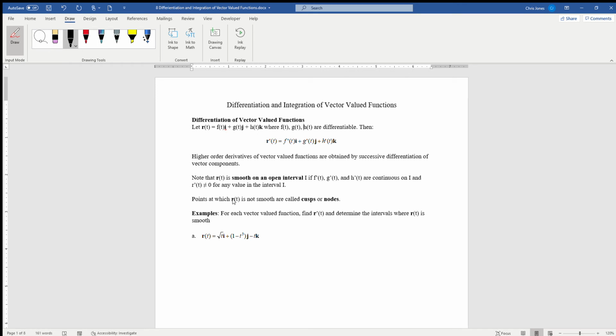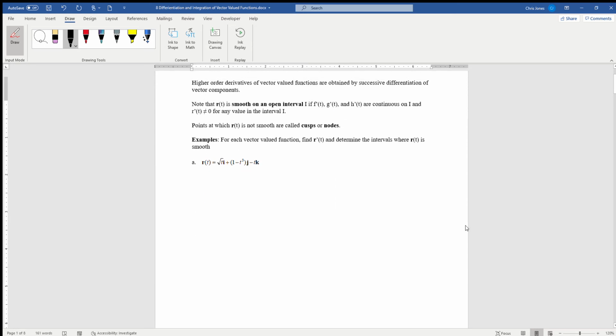So let's take a look at a few examples of this. For each of the vector value functions, we're going to find the derivative, r prime of t, and then we're going to determine the intervals where r of t is smooth. So let's go back to Calculus 1 and remember some of the rules that are necessary for us to be able to find the derivatives of these functions.